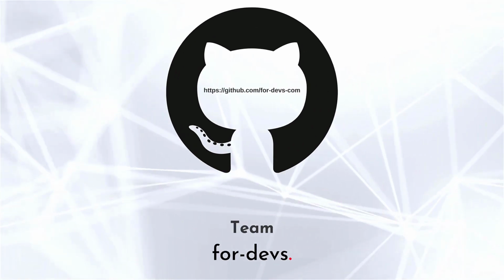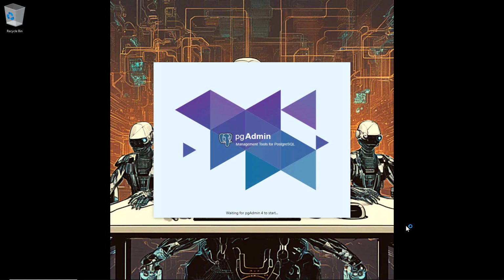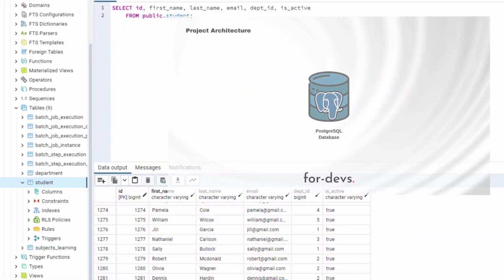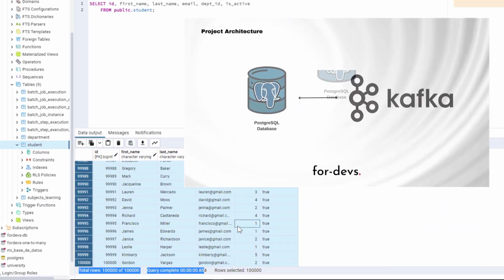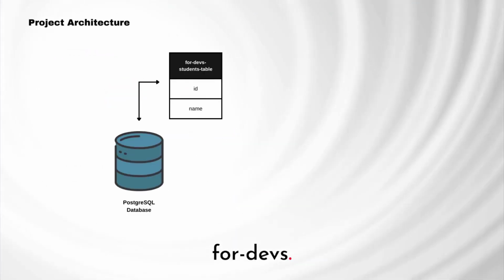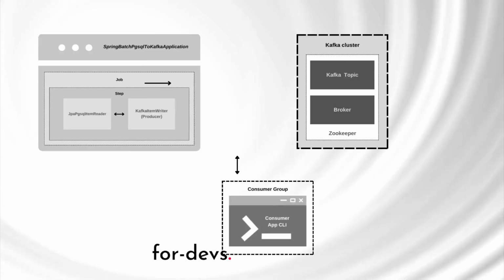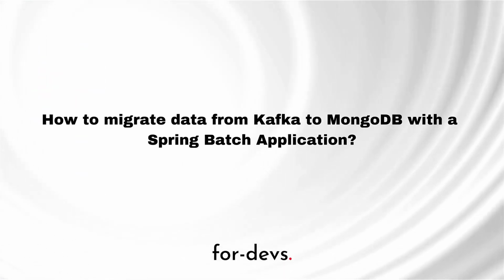This is the second part of our development team's project demonstration video series. In the previous video, we demonstrated the transfer of 100,000 records from a relational database like PostgreSQL to an event streaming system like Apache Kafka using a Java Spring Batch application. In this video, we show how to move that data from Kafka to a NoSQL database such as MongoDB.